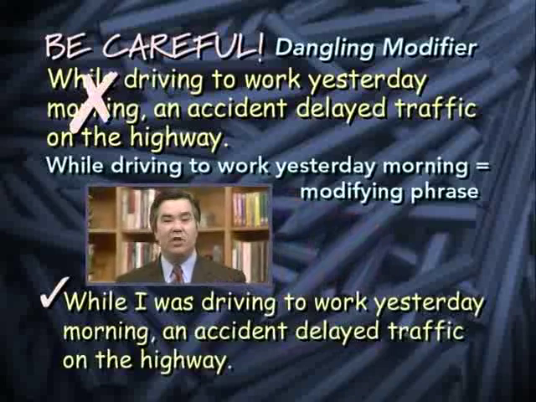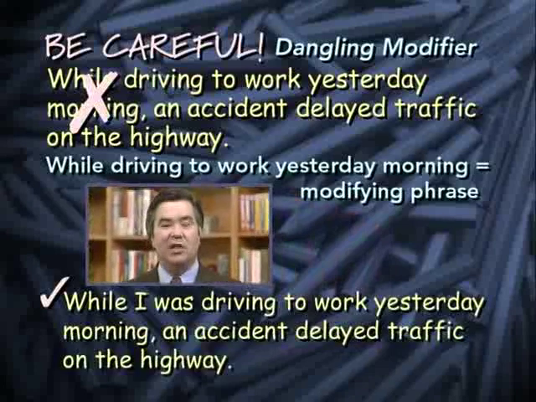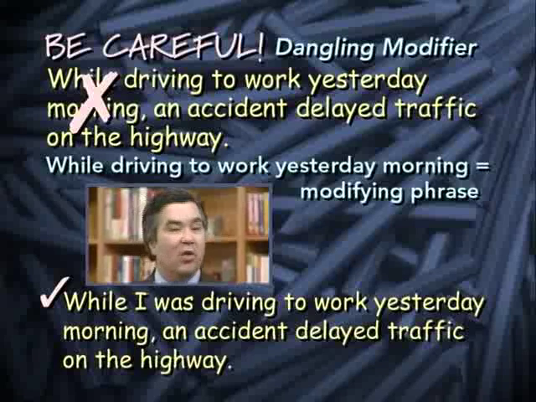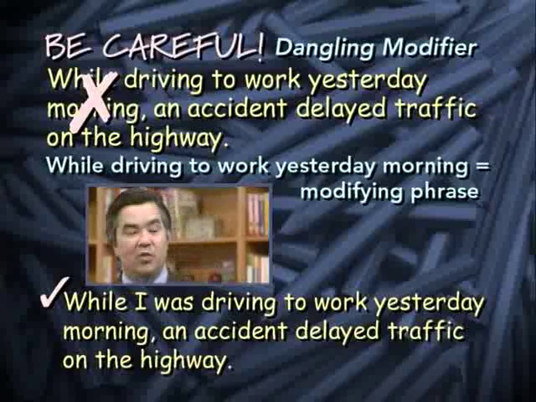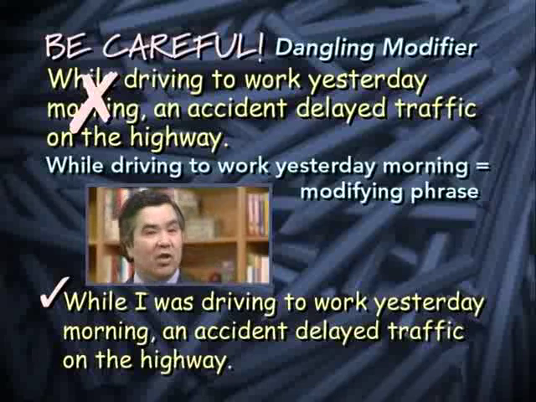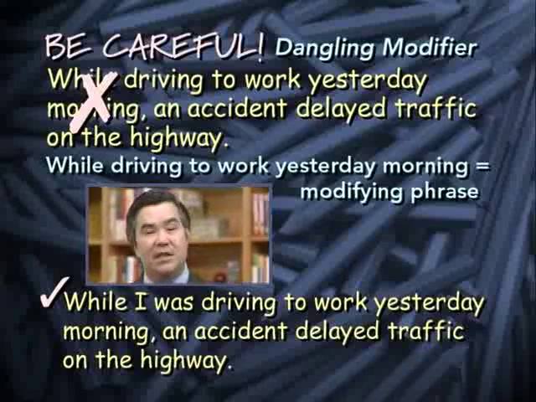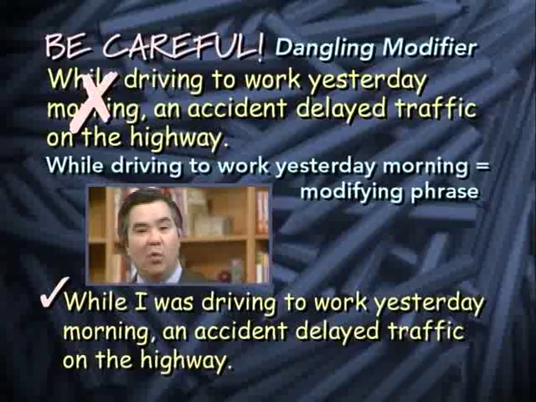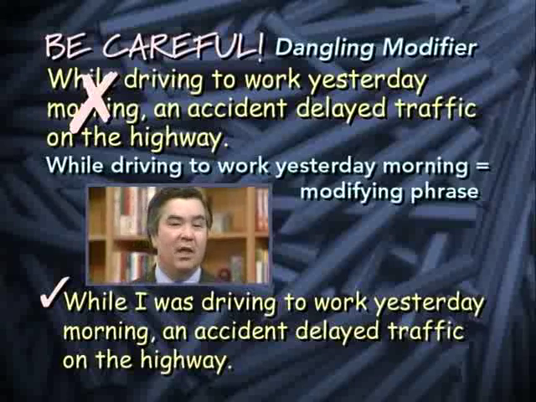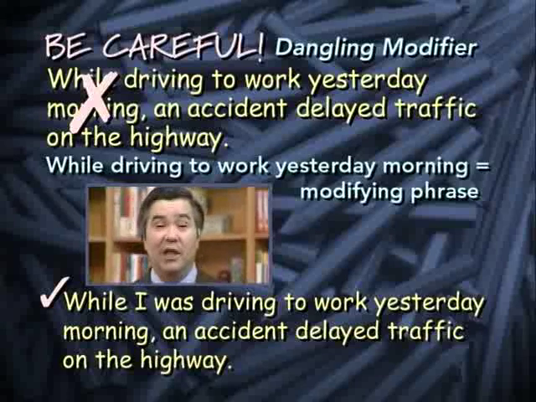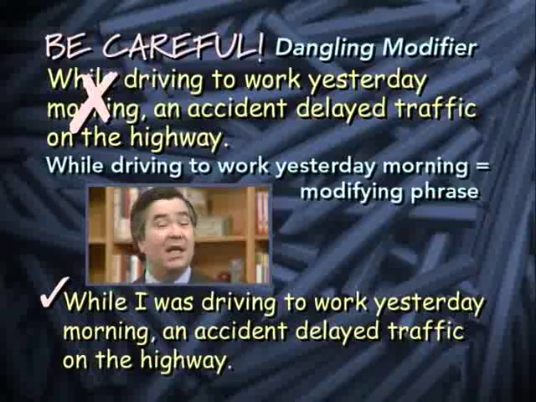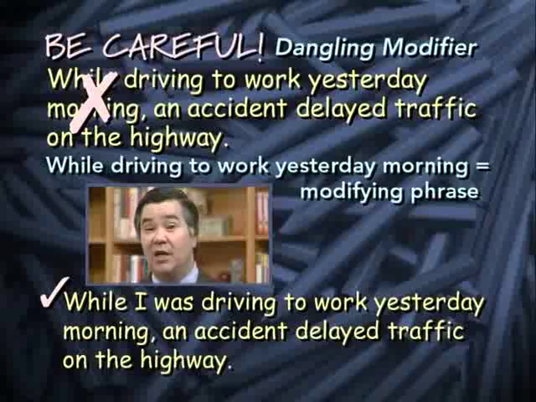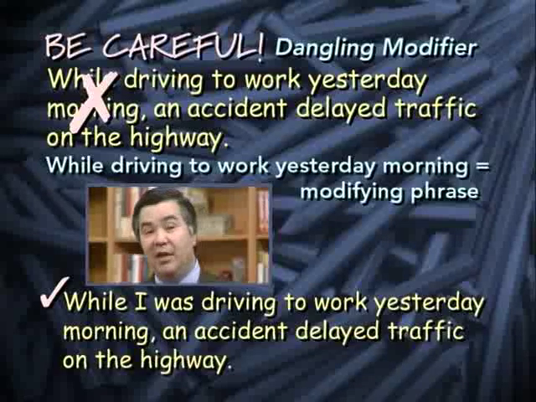While I was driving to work yesterday morning, an accident delayed traffic on the highway. Notice that we've now taken the modifying phrase, while driving to work yesterday morning, and turned it into a clause with the complete subject and verb, I was driving, while I was driving to work yesterday morning. Notice that it's no longer unclear who is being referred to in that phrase, driving to work yesterday morning. Now, it's obvious that I'm the one who is doing the driving, and therefore turning this into a subordinate clause makes it perfectly clear and solves the problem of the dangling modifier.